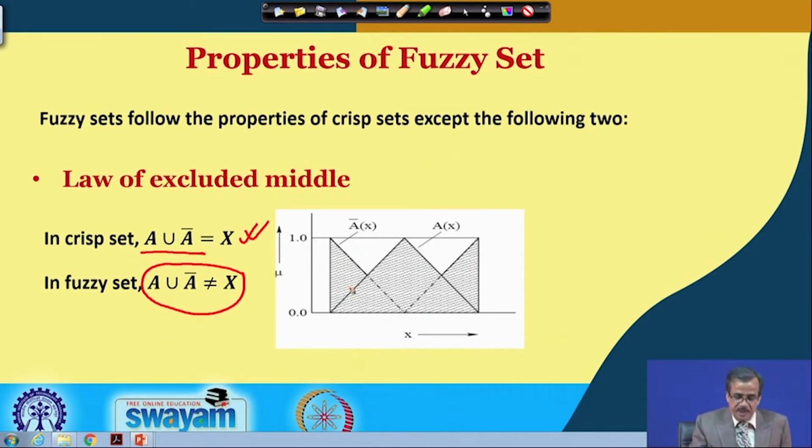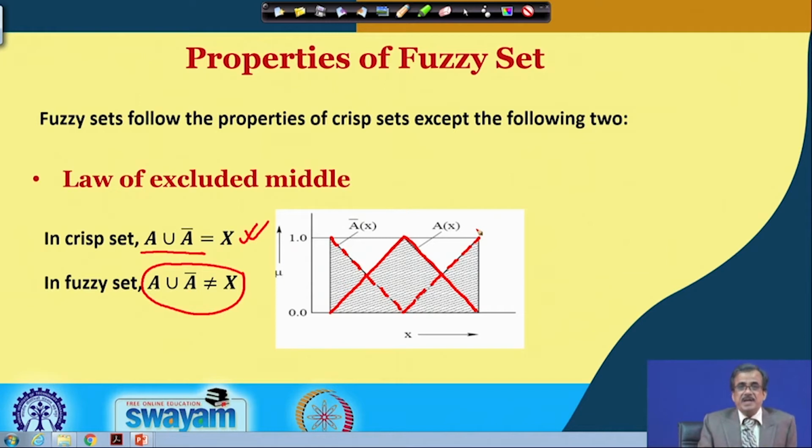Now, let us try to explain. Supposing that this particular triangle is going to represent the fuzzy set A(x). Now, if this is A(x), we have already discussed how to find out its complement. Supposing that this is denoted by this dotted line, so its complement is denoted by this, I have already discussed.